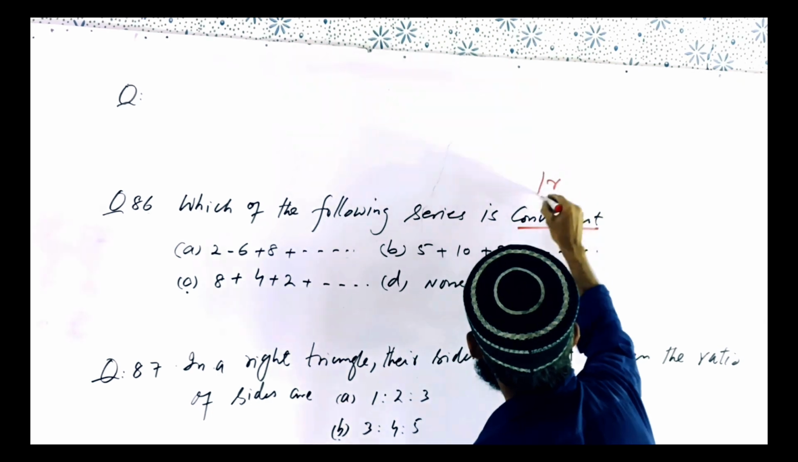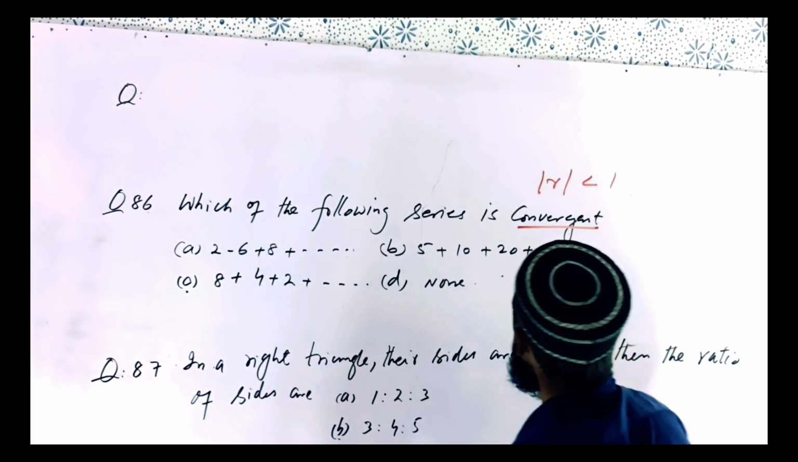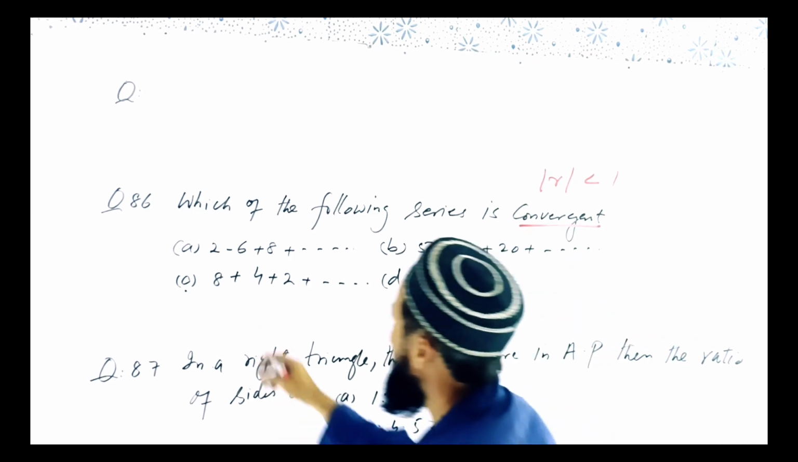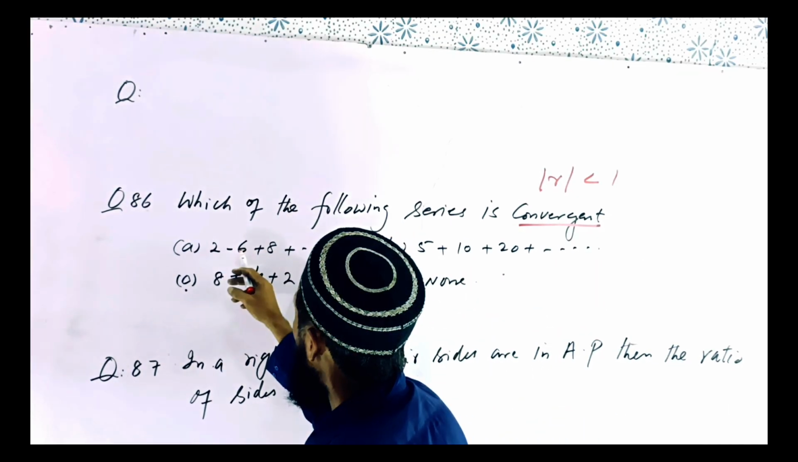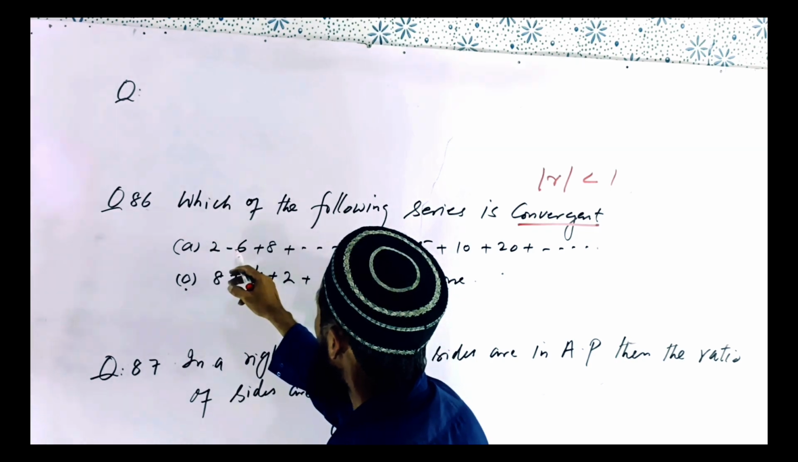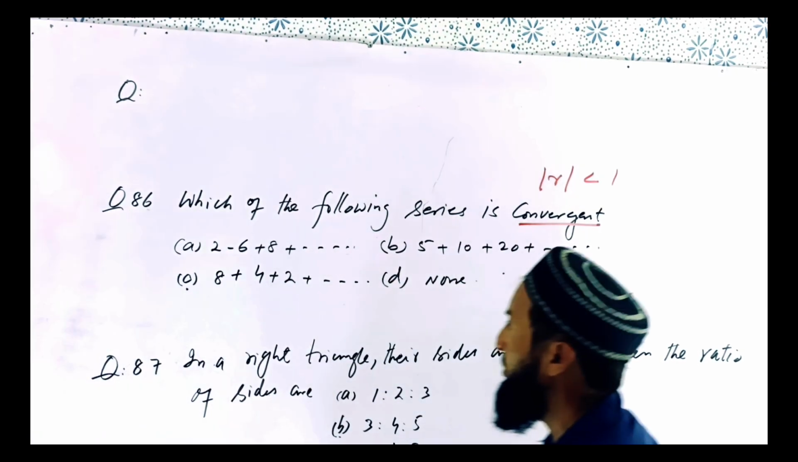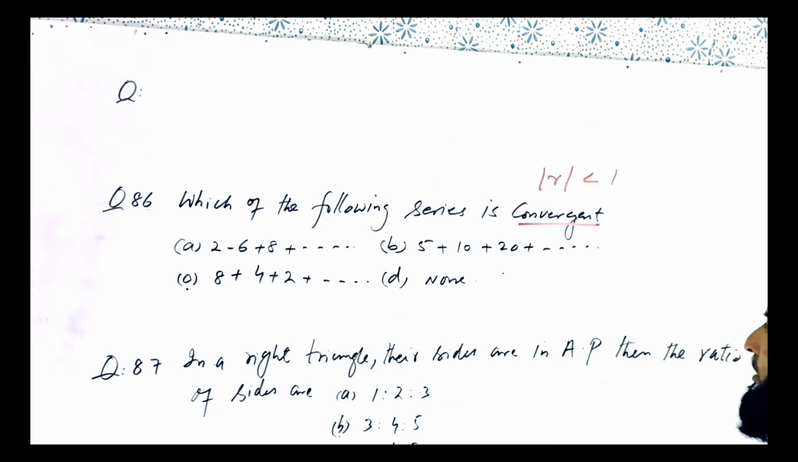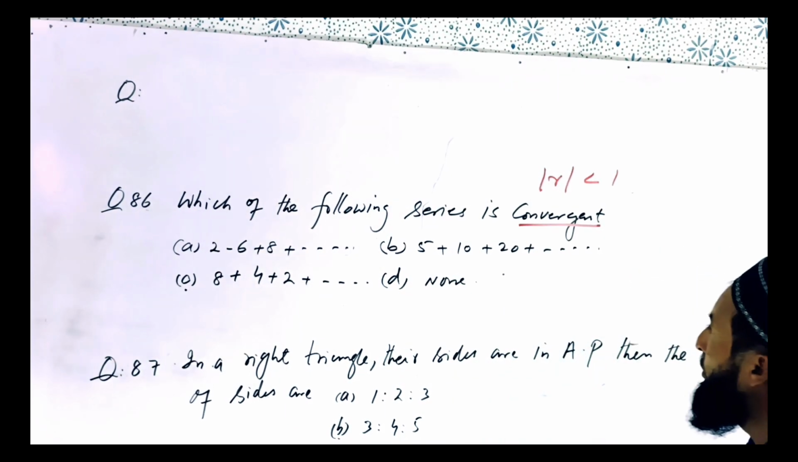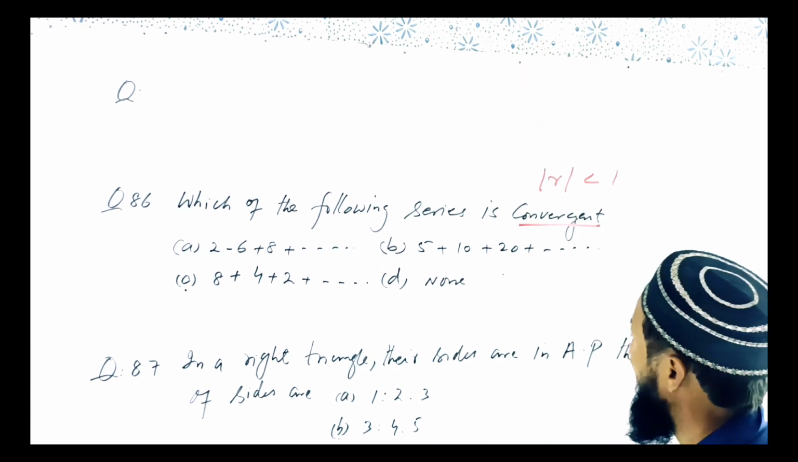Convergent means absolute value less than or equal to 1. We check our common ratio. Look here, the common ratio is required for convergence, but here if we divide minus 6 by 2, we get minus 3, that is not suitable. And here if we divide 10 by 2, we get 5, which is greater than 1.